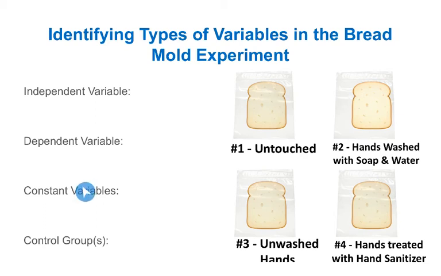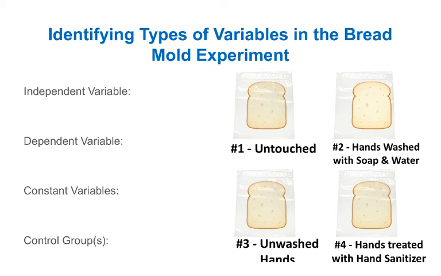What would be variables other than our IV and our DV that would be important to hold constant? And do we have a control group? And if so, which one is it? Feel free to pause here. Look back at your notes. Take a guess. Guesses are great.